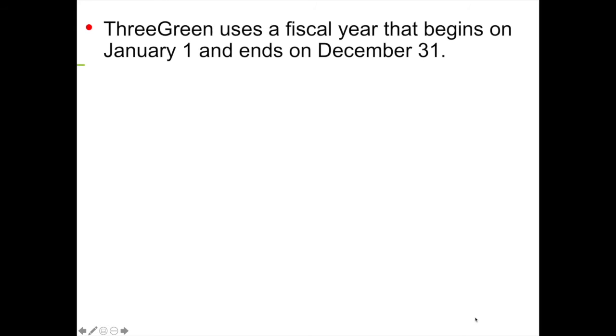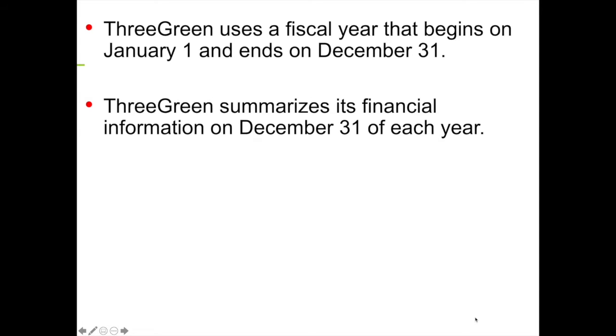Businesses may choose any 12-month period or fiscal year for reporting their financial performance. In choosing its financial year, a business will take into account the way its business activity flows throughout the calendar year. 3 Green uses a fiscal year that begins on January 1st and ends on December 31st. Therefore, 3 Green summarizes its financial information on December 31st of each year.